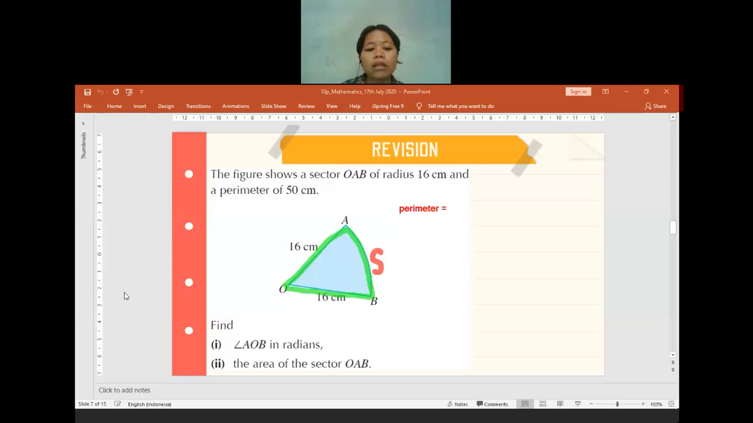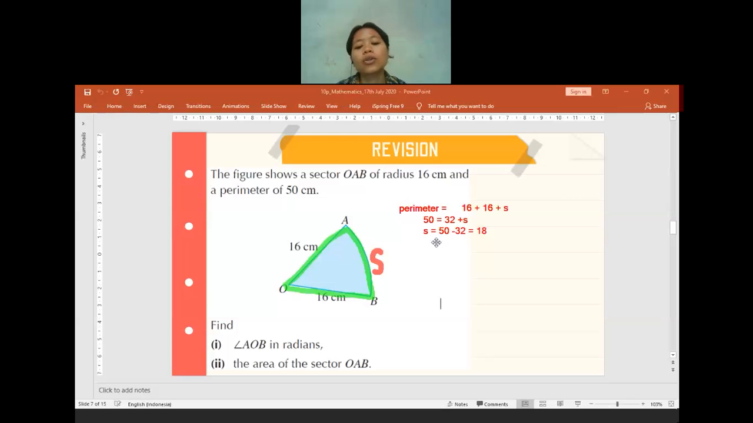So the perimeter will be 16 plus 16 plus S. S is the symbol for the arc length. The perimeter is 50, so 50 equals 32 plus S. From here, S will be equal to 50 minus 32, which is 18. Is there anyone who is confused, or maybe I talk too fast?